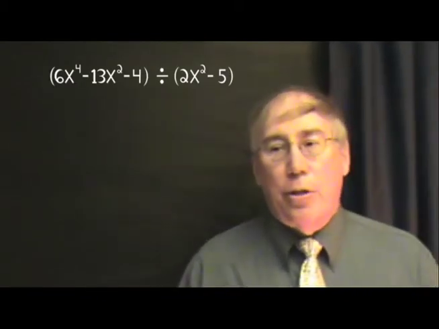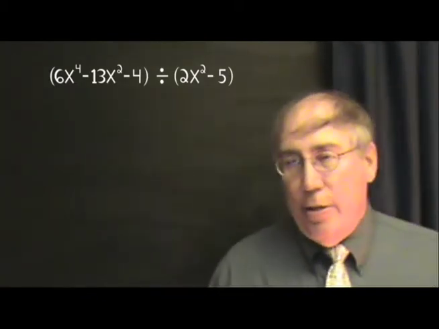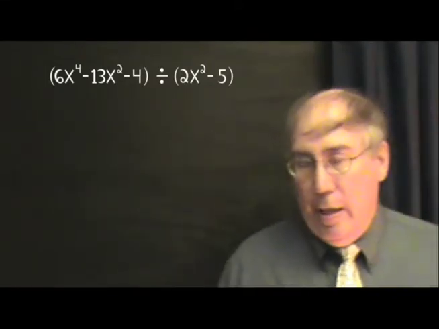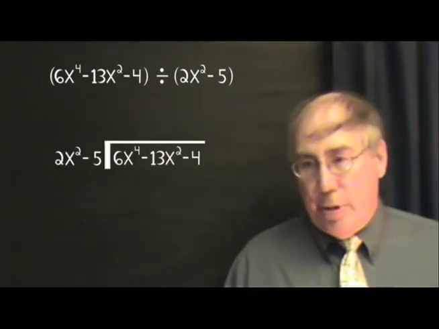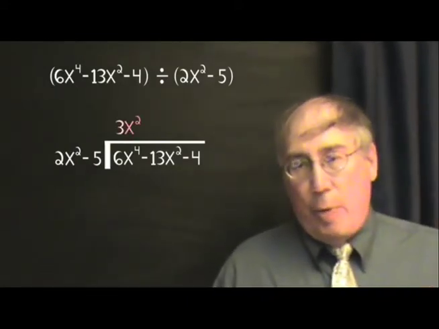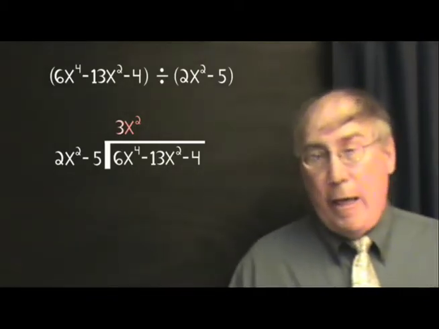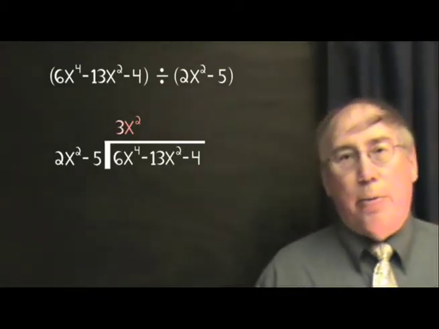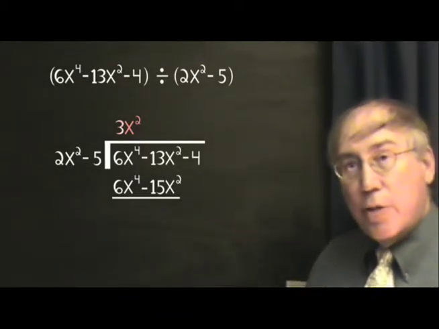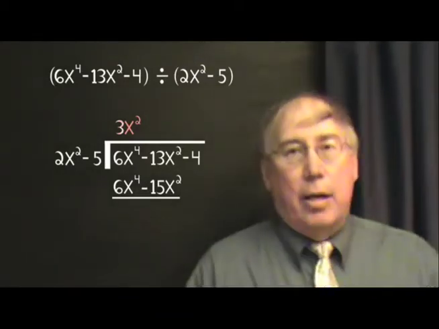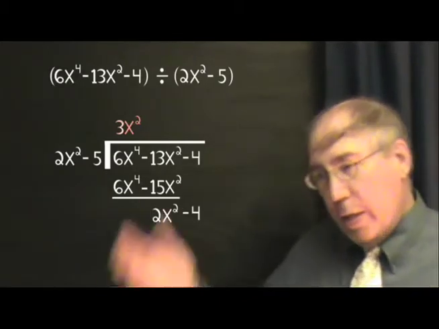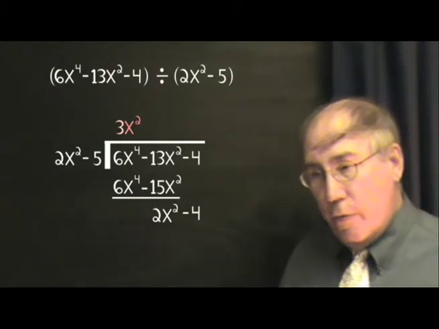We divide 2x squared minus 5 into 6x to the fourth minus 13x squared minus 4. What can we multiply times the 2x squared in the divisor? So in the dividend we get 6x to the fourth. Well, that's 3x squared. So multiply 3x squared times 2x squared minus 5. Get 6x to the fourth minus 15x squared. Subtract the lower terms from the upper terms.